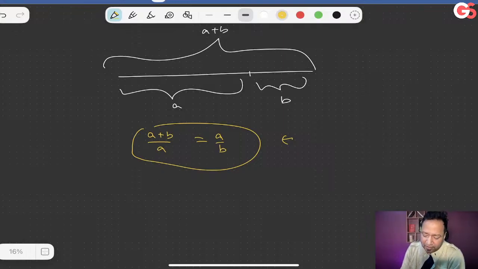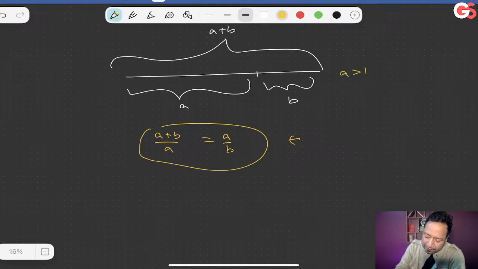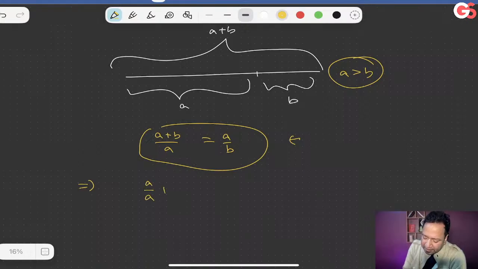We are discussing the problem, Mahima, that there's a rope and I want to break it in two parts such that the ratio of the length of the rope to the larger part is the same as the ratio of the larger part to the smaller part. Mathematically, I can write it like this, where A is greater than B. If I want to solve it, (A plus B) upon A is basically A by A plus B by A, which is equal to A by B. I want to find the ratio A by B.